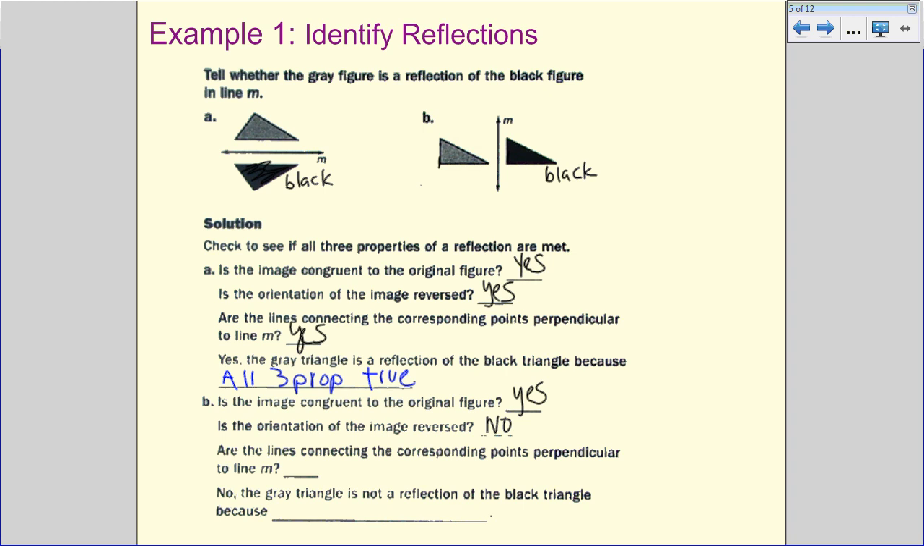Is the line a perpendicular bisector? Well, no, it's not a perpendicular bisector connecting them. This side is closer to my line of reflection than this side, so it can't be a perpendicular bisector. So the answer is no, because it only meets one property, that congruence property. And that's going to be true for both the translations that we studied yesterday and the reflections we studied today.